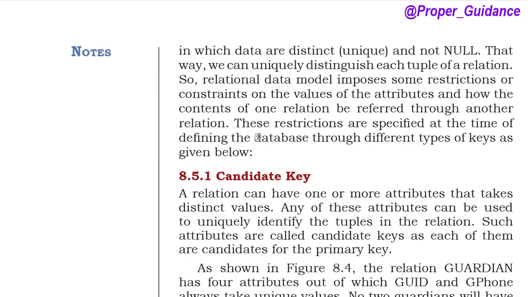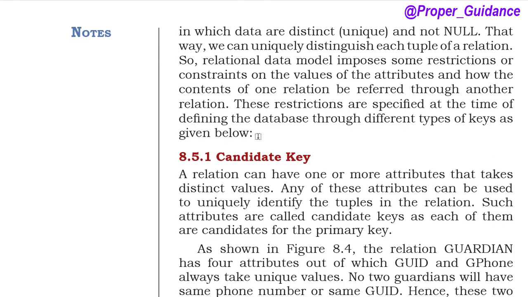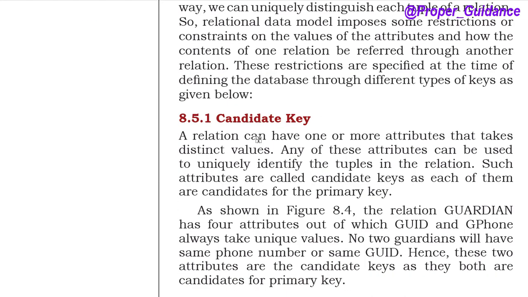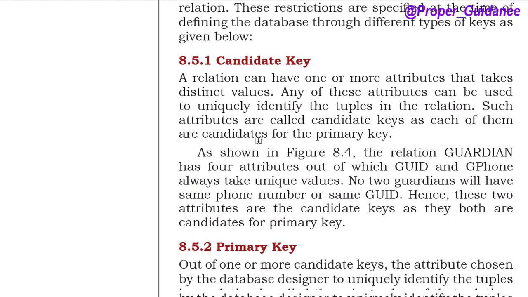So, the relational data model imposes some restrictions or constraints on the values of the attributes and how the contents of one relation can be referred to through another relation. These restrictions are specified at the time of defining the database through different types of keys, as given below.